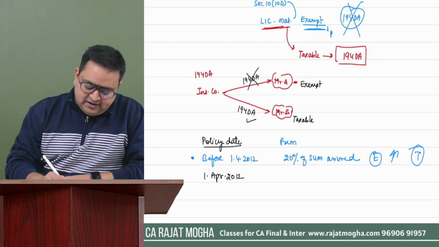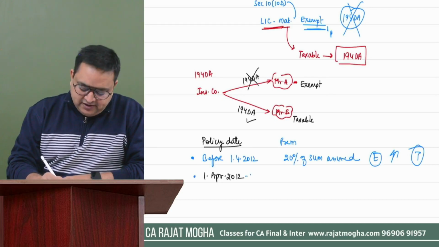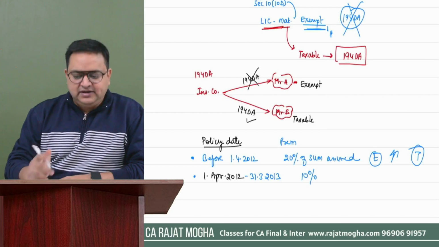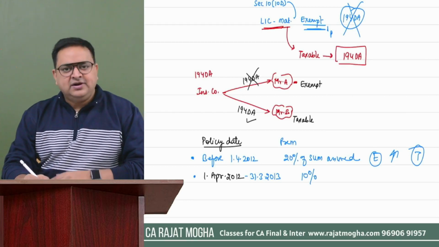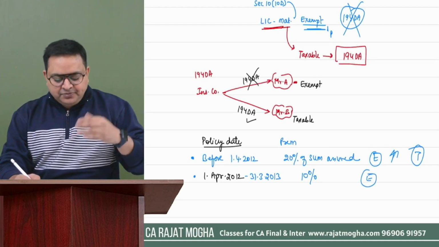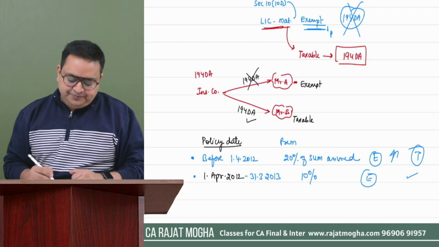And for the next one year, if the policy date was between 1st April 2012 and 31st March 2013, that is one year, and the premium amount is up to 10% of the sum assured, not more than 10%, then it will be exempt, no TDS. But if it is more than 10%, it would be taxable and TDS will be there.